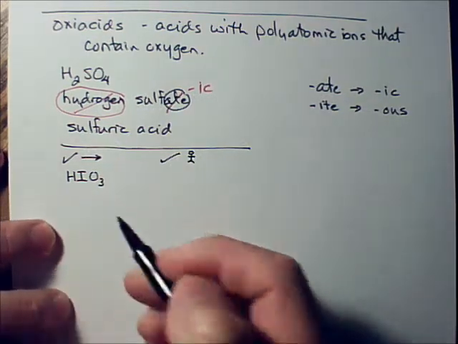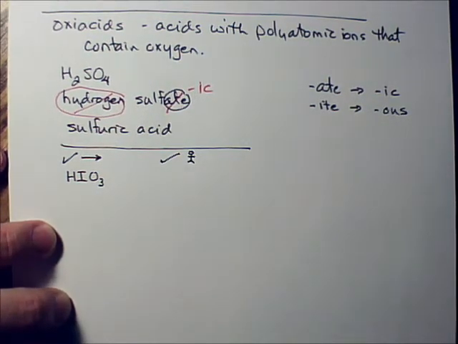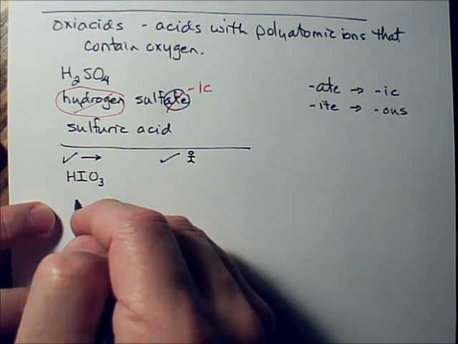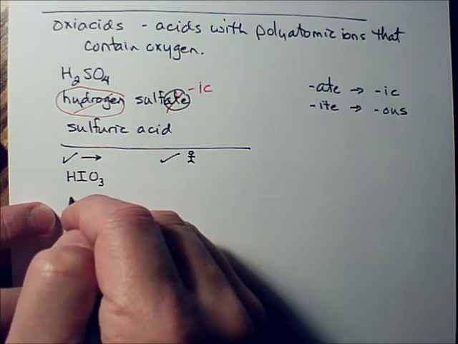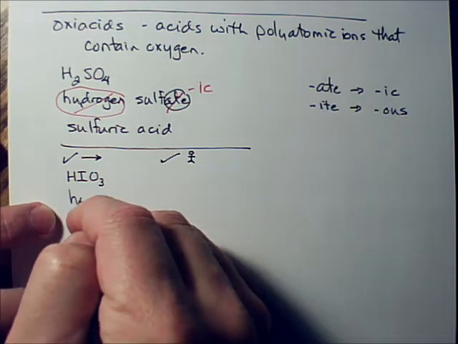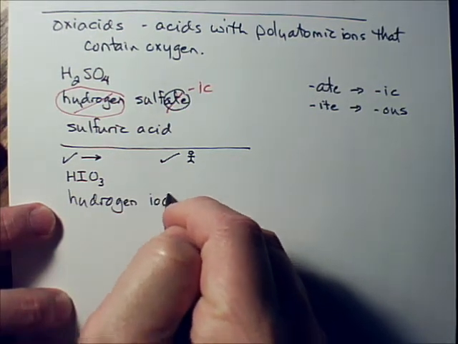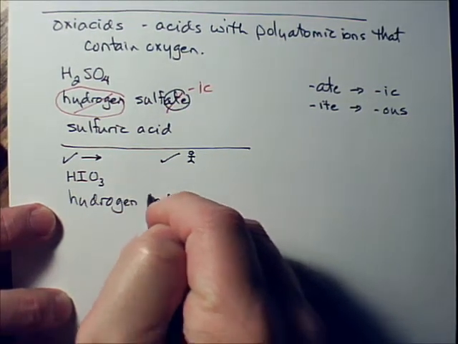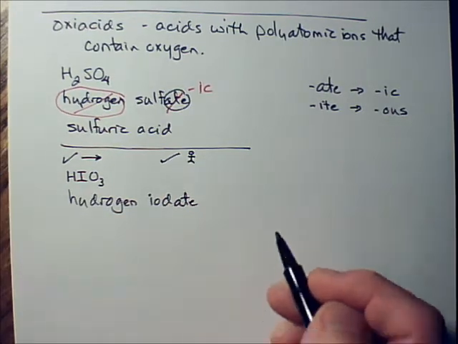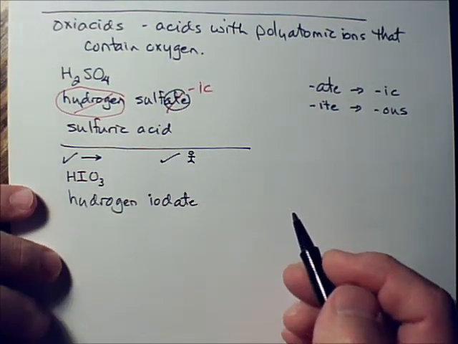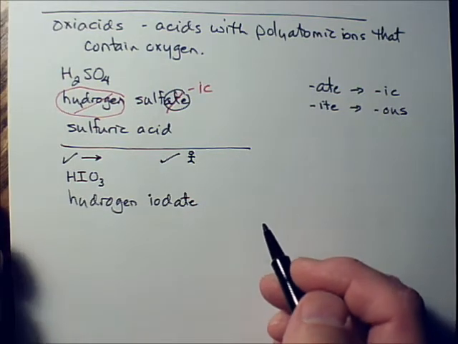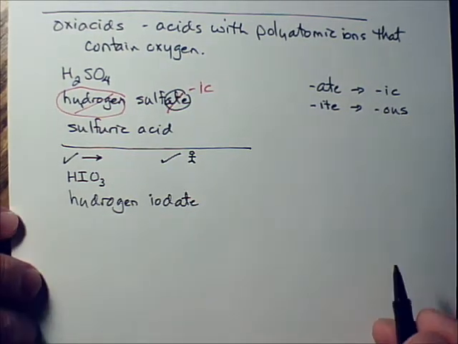Okay, so we name this first like an ionic compound. And what would we call it if it's an ionic compound? Not hydrogen iodine, hydrogen iodate. I'd probably only ask you for the name of the acid on the test, but if you don't do this in your head or some other way, you're not going to get the right answer.